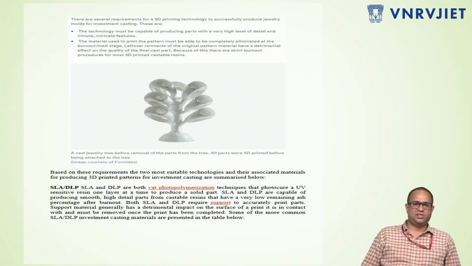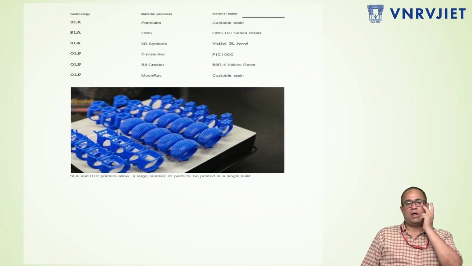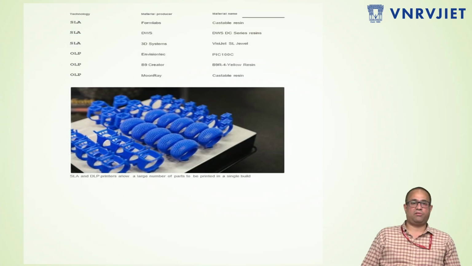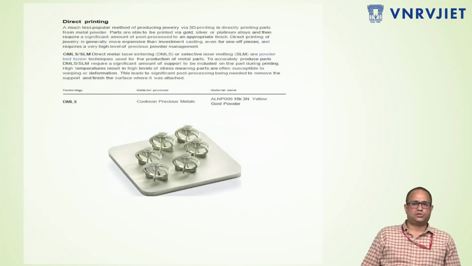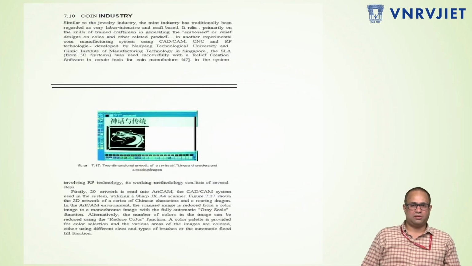So you can see this complex jewelry application, and any number of parts you can print using SLA, using Formlabs and the SLA of DWS. These are different companies, the vendors of these 3D printing machines, but mostly SLA or DLP is used. DLP stands for Digital Light Processing. Whereas gold and silver are done using DMLS, direct metal laser sintering. It's a very costly procedure.